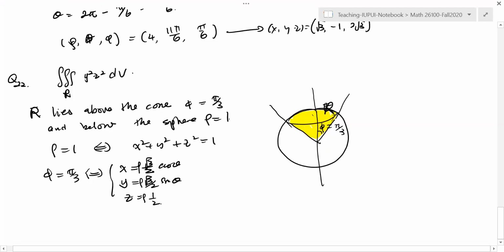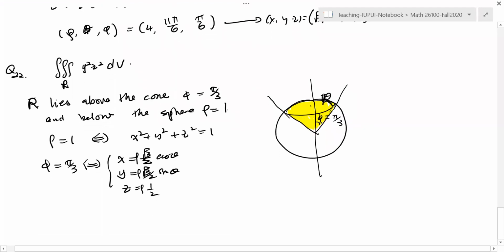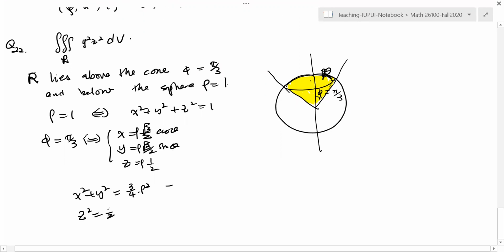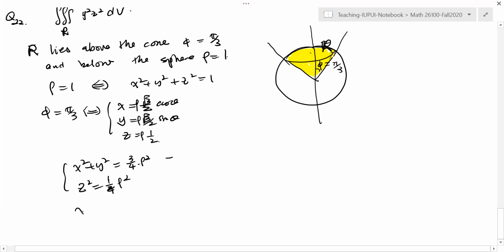Okay. Only phi is fixed. So x, y, z are described by this, but you can also modify this in a different way. You can square it. So you can say x squared plus y squared, and you will get 3/4 rho squared, because cosine squared plus sine squared is 1. On the other hand, z squared equals a quarter of rho squared, so I can replace rho squared by 4z squared. So I get x squared plus y squared equals 3z squared.